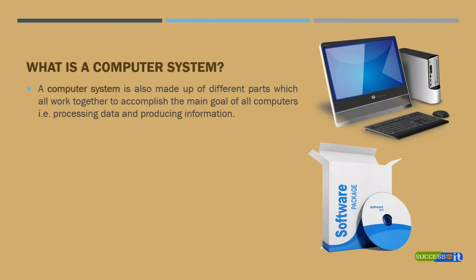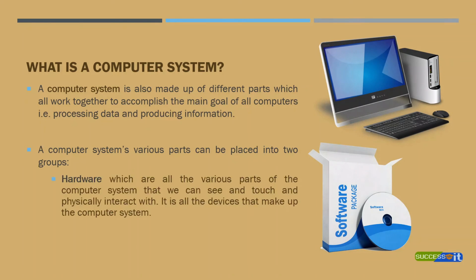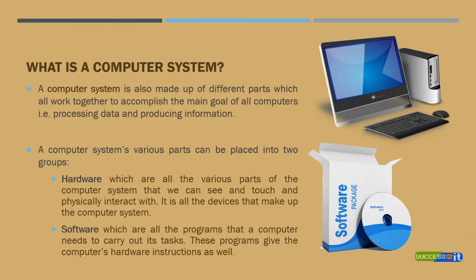A computer system's various parts can be placed into two groups. Hardware, which are all the various parts of the computer system that we can see and touch and physically interact with. It is all the devices that make up the computer system. Software, which are all the programs that a computer needs to carry out its tasks. These programs give the computer's hardware instructions as well.